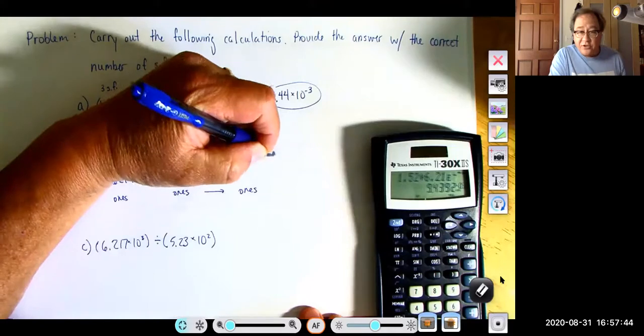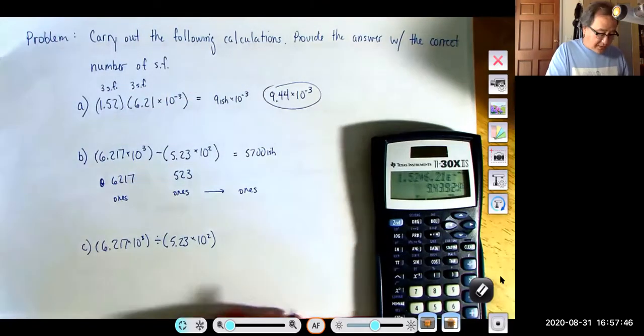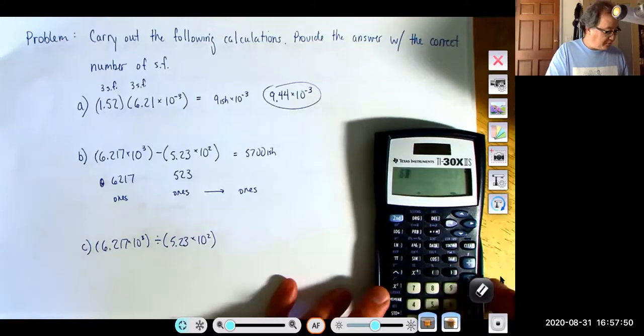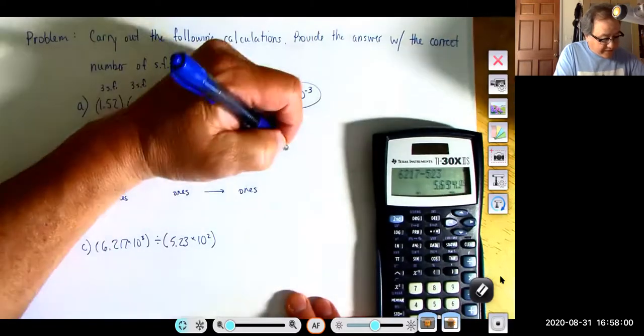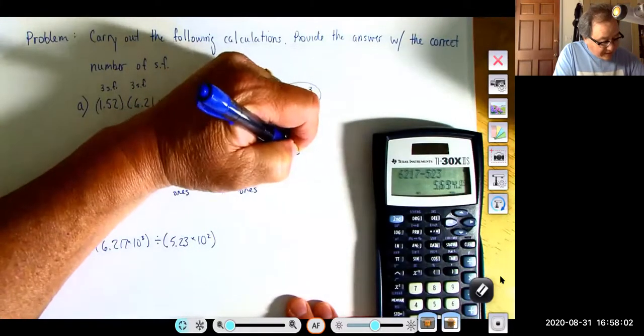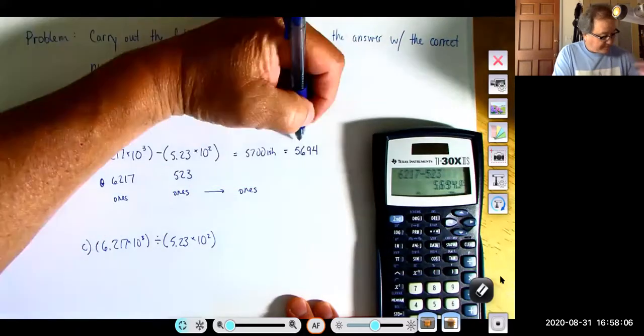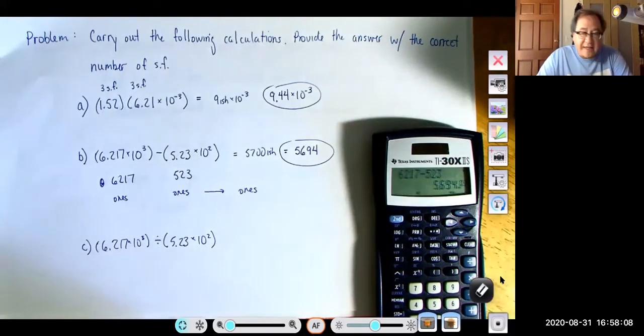But it should be good to the ones. So let's do the work on the calculator. 6 clear 6217 minus 523. And I get, it's actually equal to 5694. And that is the correct answer with the correct number of significant figures.